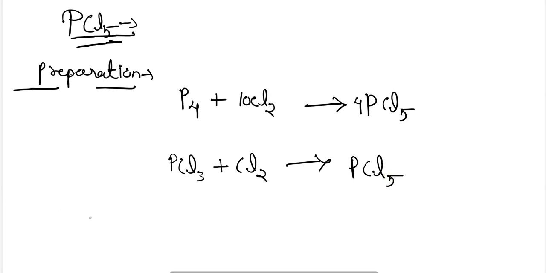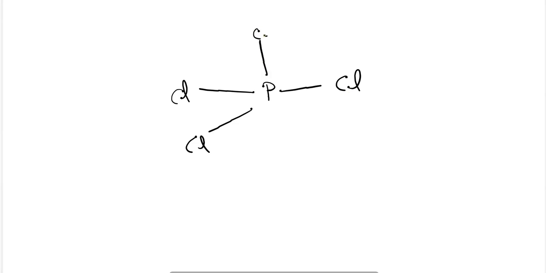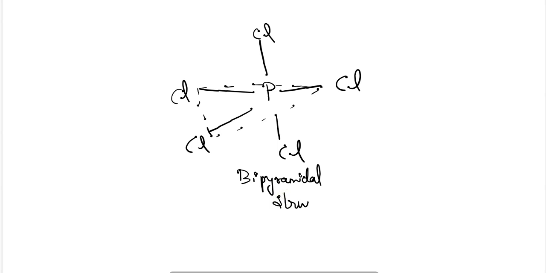The structure is bipyramidal. How is the structure? One chlorine 90° upward, one chlorine 90° downward, and these three chlorines are in a single plane, in a triangular arrangement. So it is a bipyramidal structure.